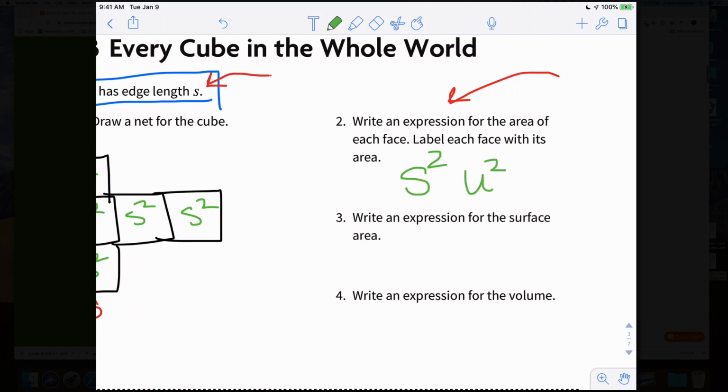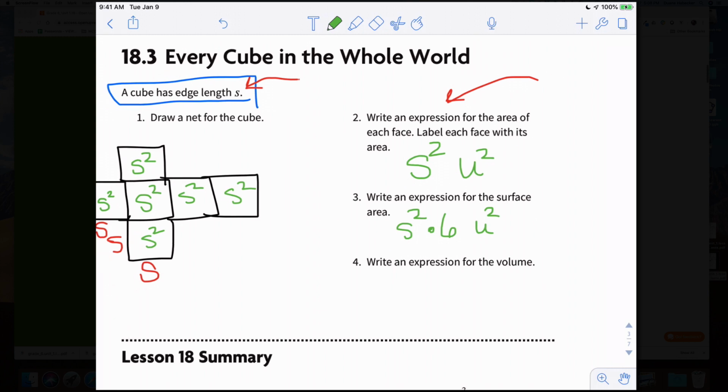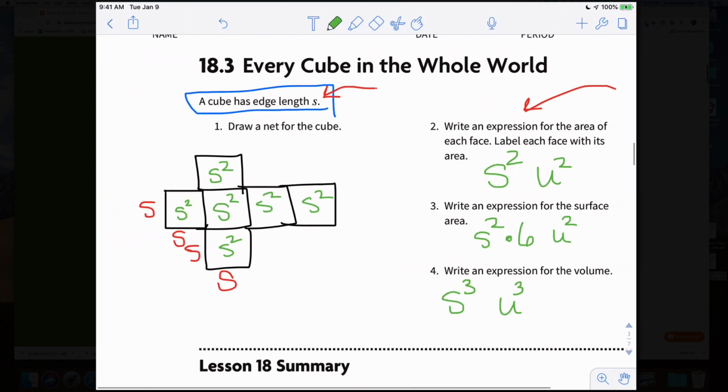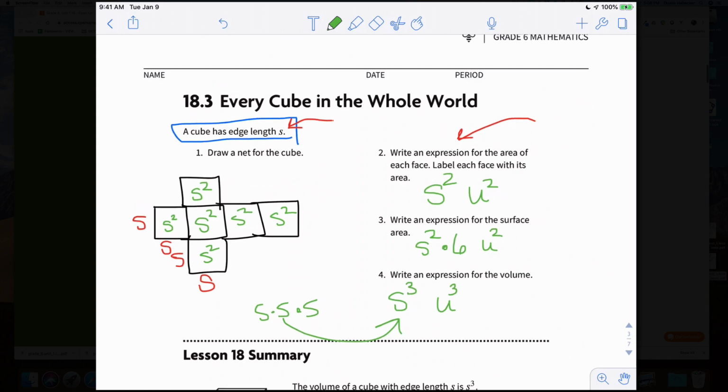And then question 3, write an expression for the surface area. Well, it's going to be S squared, that's one face, times 6 units squared. So that's one face times the fact that we have 6 faces gives us the answer. And then write an expression for the volume. Well, that's going to be S cubed units cubed. Why is that? Well, we know S times S gives us how many cubes are in the top row, times the fact that there's S rows. So there's our answer. Our expression is S cubed units cubed.